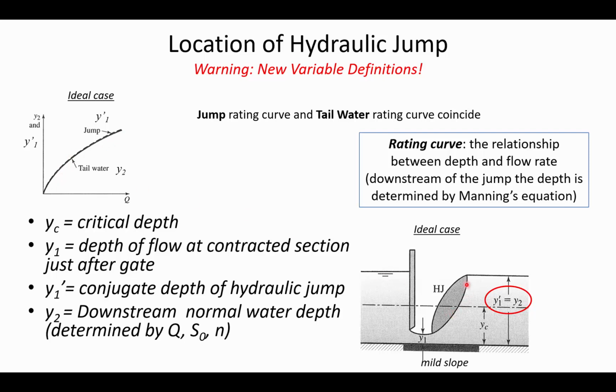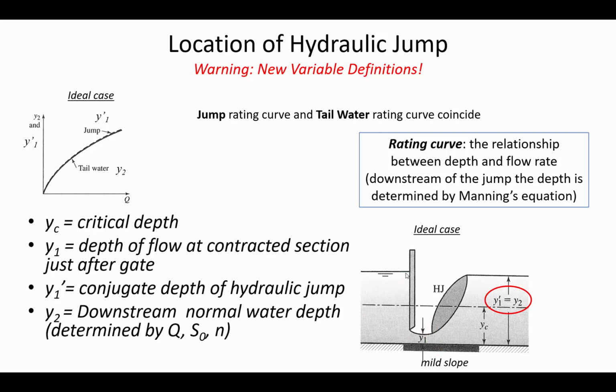Well, the hydraulic jump also has a rating curve. The hydraulic jump rating curve describes how deep the flow is going to be for a certain flow rate. And when the two are on top of each other, then the hydraulic jump occurs immediately. It occurs immediately after the underflow gate.